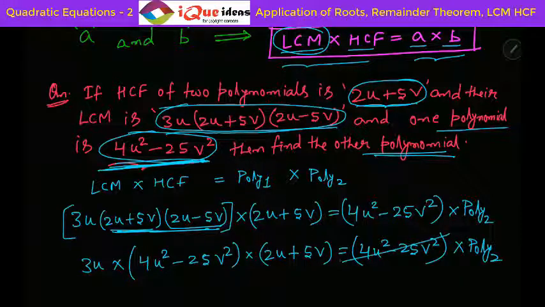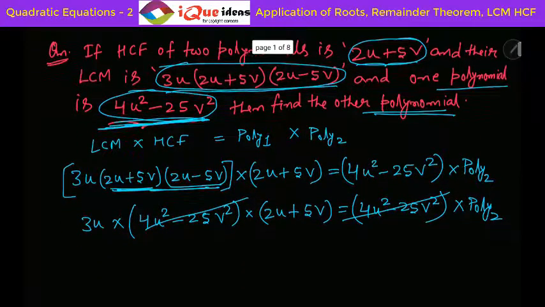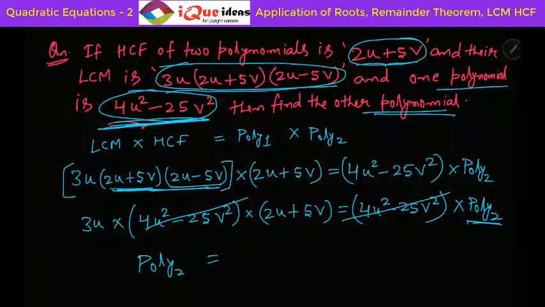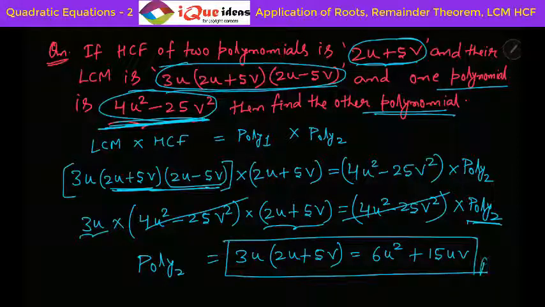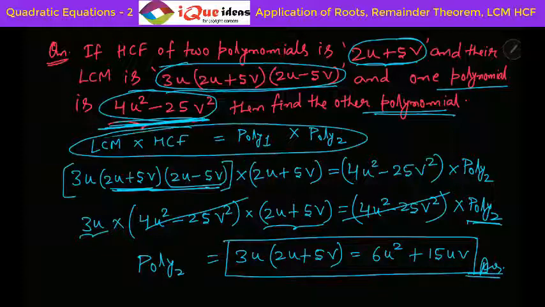As you can see, this whole second part is divisible. 4u square minus 25v square is completely divisible. So what we get is, polynomial 2 is equal to 3u into (2u plus 5v). If you wish, you can open it and write it as 6u square plus 15uv. But in any case, this is the answer of this question, right? And it was based on the simple property that LCM into HCF is equal to the product of the polynomials. And this is applicable for any two numbers, any two items, any two polynomials. All right.